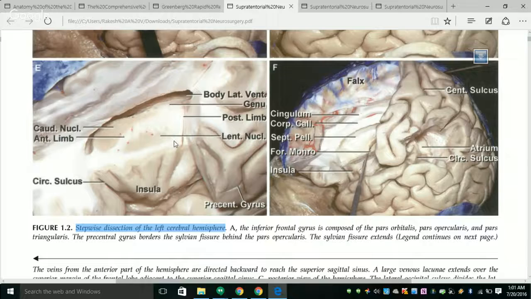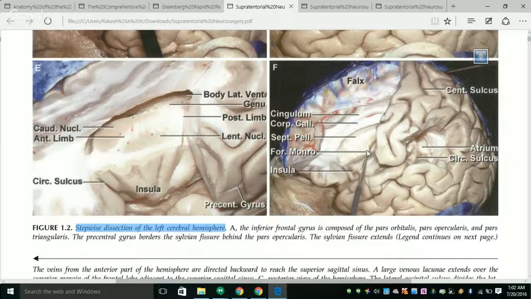Then in figure F, the supramarginal gyrus has been removed to show its location superficial to the atrium. The posterior margins of the insula and circular sulcus are positioned superficial to the anterior edge of the atrium.